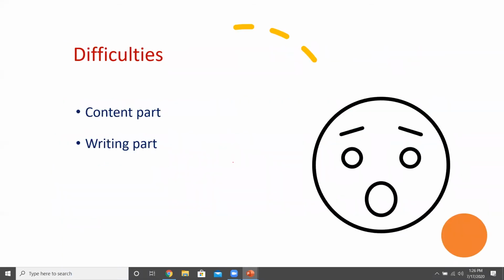The difficulties. Okay. So the difficulties always revolve around these two parts. It's either the content part or the writing part. I get a lot of comments or questions about the content. Like, what do we write? What are we supposed to write in the discussion part? Isn't it the same as the results part? Should I repeat myself? What's the point of the discussion part?